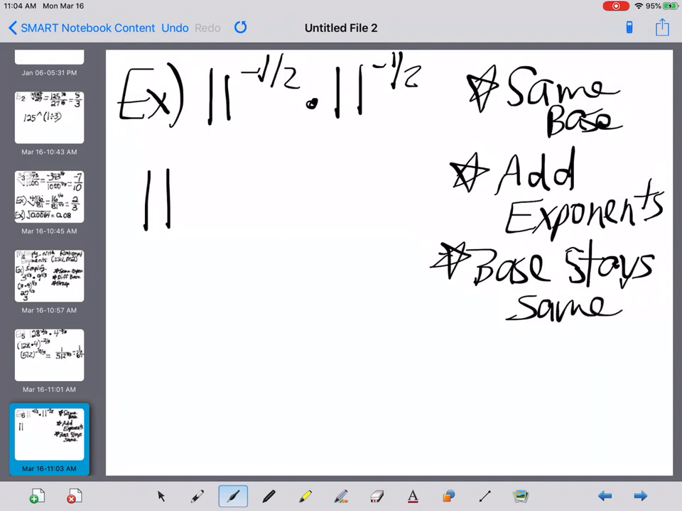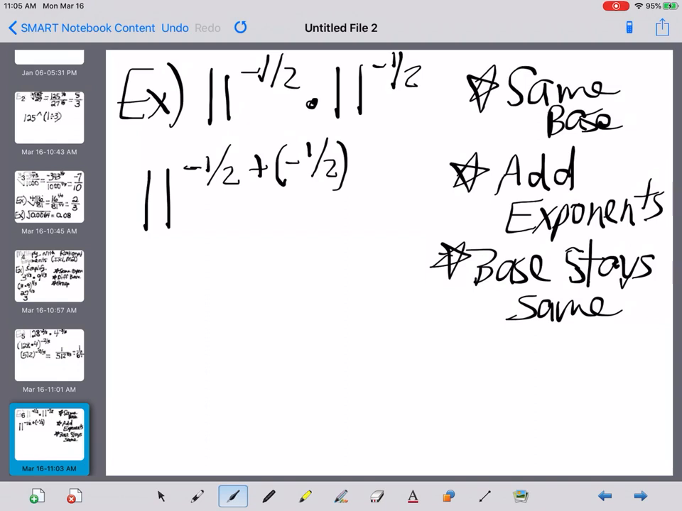So my base is going to stay the same. My 11 is still going to be my base, but I'm going to do negative 1/2 plus negative 1/2. Now, if you already know that you don't really need to write it that way, I'm just showing and breaking it down as simply as I can.